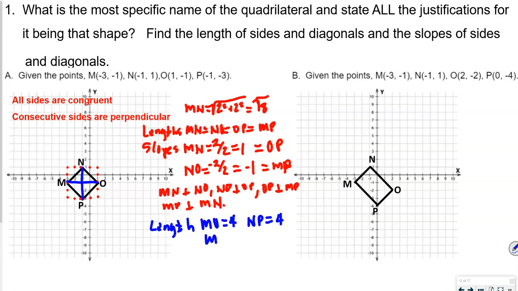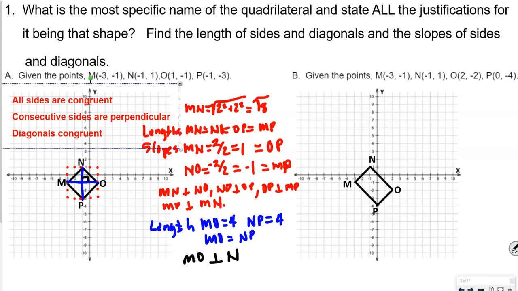So that means MO is equal to NP. So that means our diagonals are congruent. So we're going to type that. Let's compare the slopes of them. So you should be able to tell that they are perpendicular because one is vertical and one's horizontal. So we can also say that MO is perpendicular to NP. Okay. So we're going to type that as well. So we're going to say the diagonals are congruent.